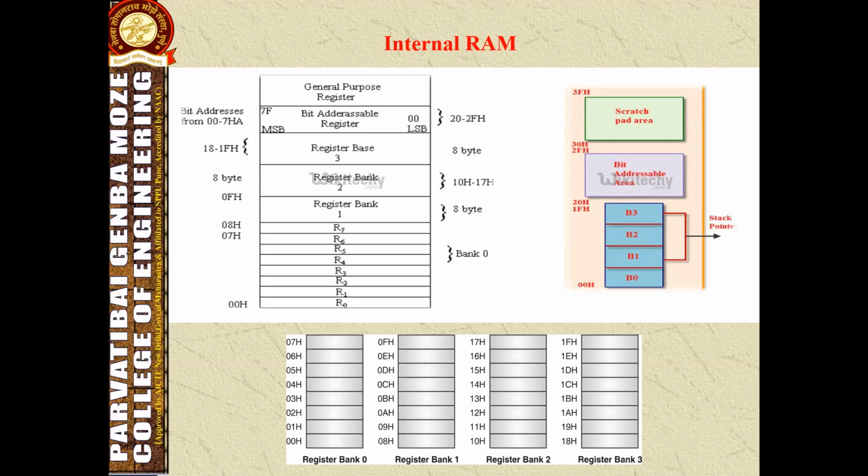Code memory, the program code memory, is normally stored in ROM, and the 8051 microcontroller has both internal RAM and ROM. And if this RAM and ROM is not sufficient for a particular application, then what should we do? Then external memory can be interfaced with our 8051 microcontroller.